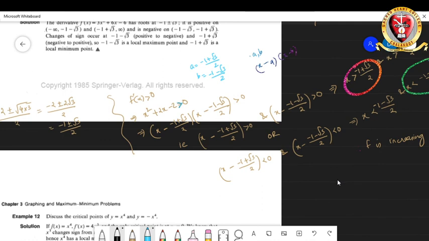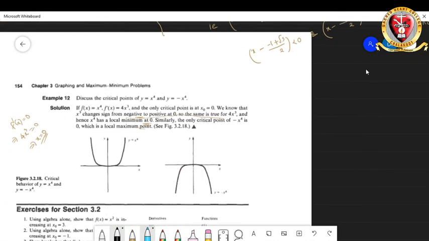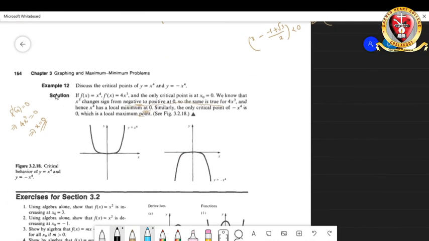Now example 12 asks us to discuss the critical points of y equal to x raised to 4 and y equal to minus x raised to 4. You can see in the figure, or you can plot them in your notebooks, y equal to x raised to 4 and y equal to minus x raised to 4, and it looks like this and this simultaneously. You have to find the critical point.